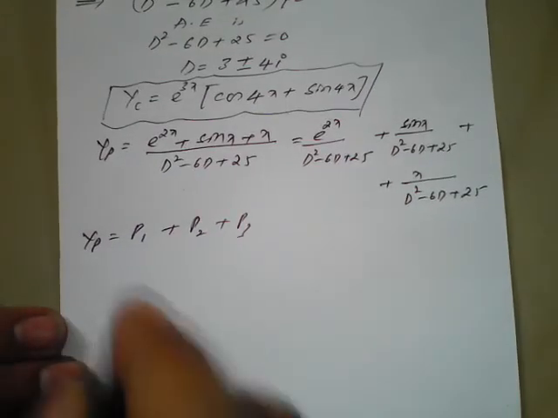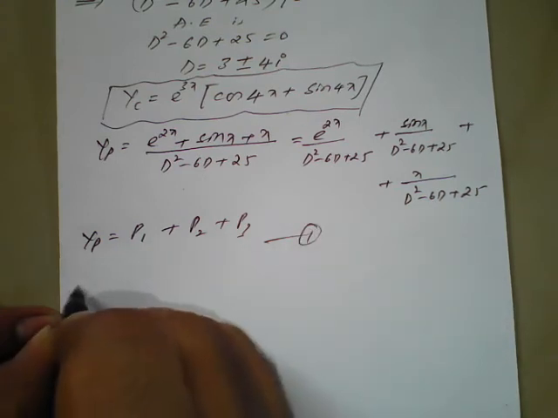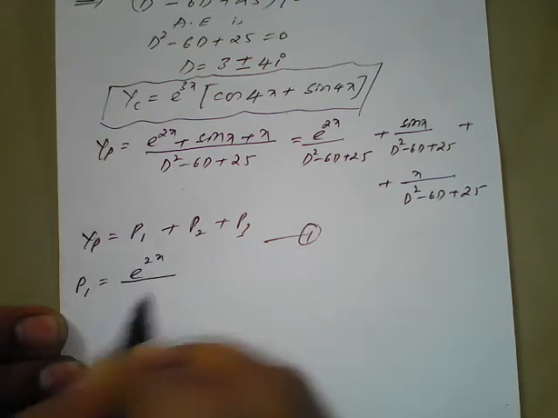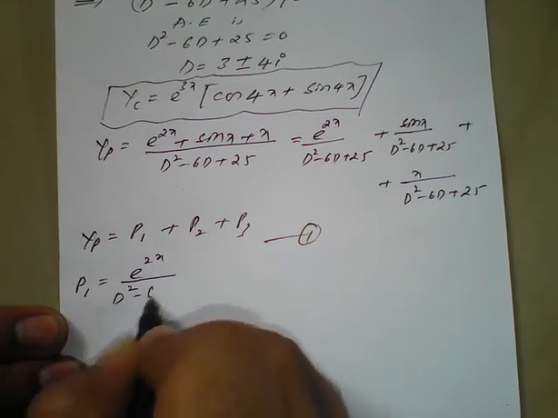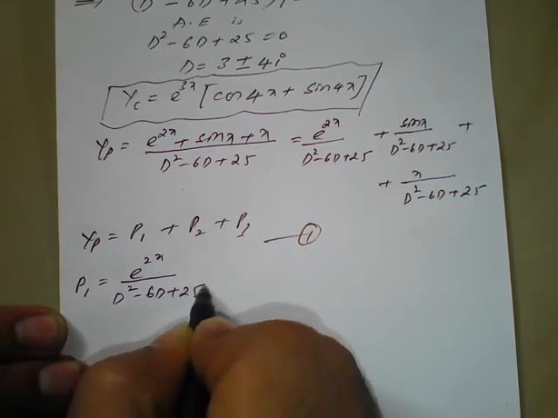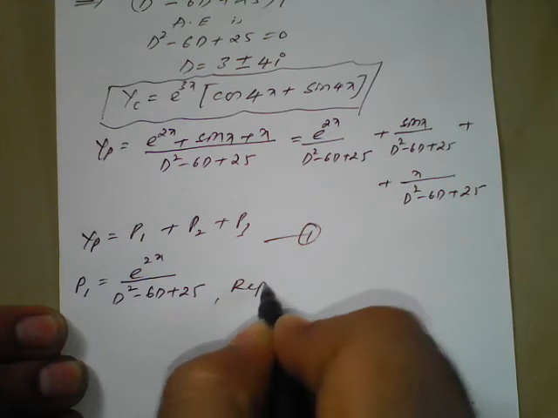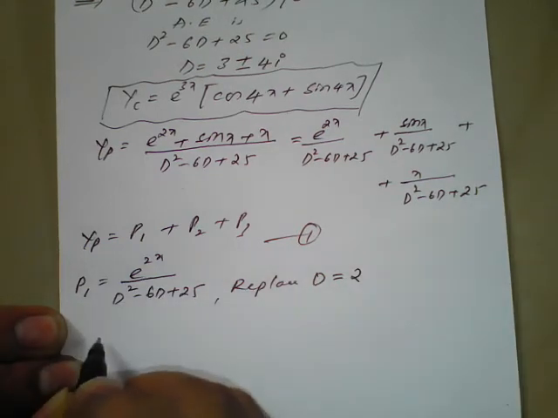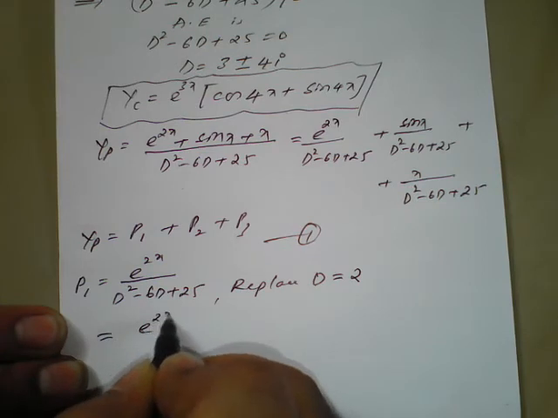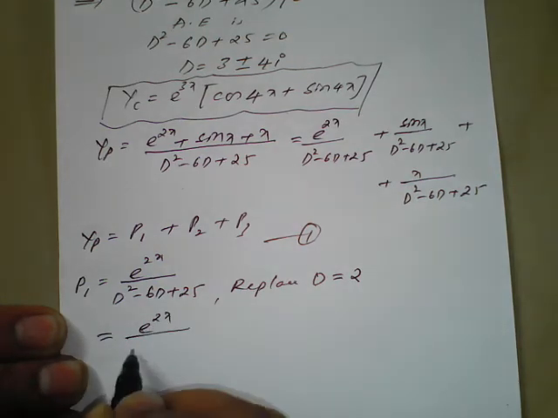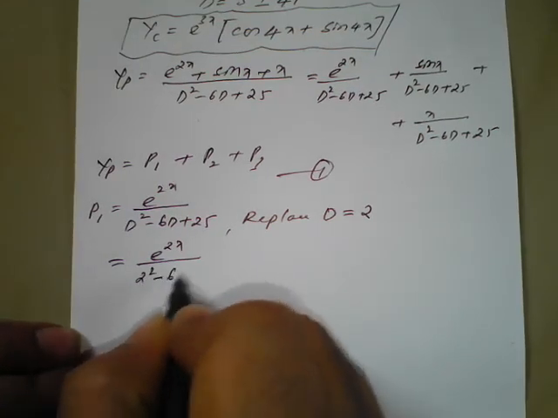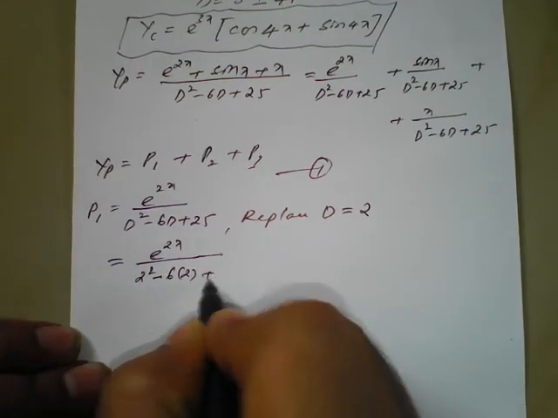So we'll solve one by one. We'll do equation number 1. So P1 is nothing but e raised to 2x divided by d square minus 6d plus 25. So here you replace d is equal to what here? 2, type number 1. Therefore e raised to 2x divided by, so what to replace here? d is equal to 2, so it will become 2 square minus 6 times 2 plus 25.